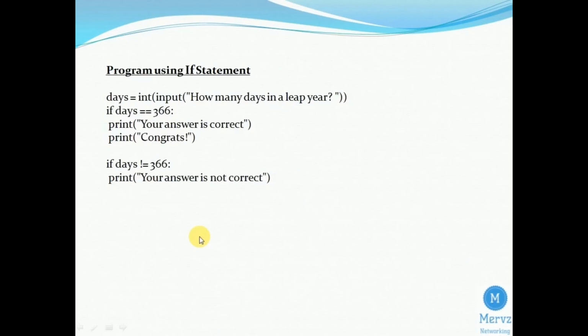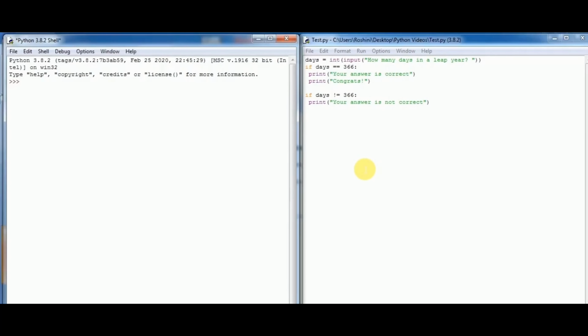Let's see one more program. Here days is a variable holding an integer input: how many days in a leap year? If the days we entered is equal to 366, we will get the output as your answer is correct, congrats. If days is not equal to 366, we will get the output as your answer is not correct. Make sure exclamation followed by equal to sign is used for not equal.